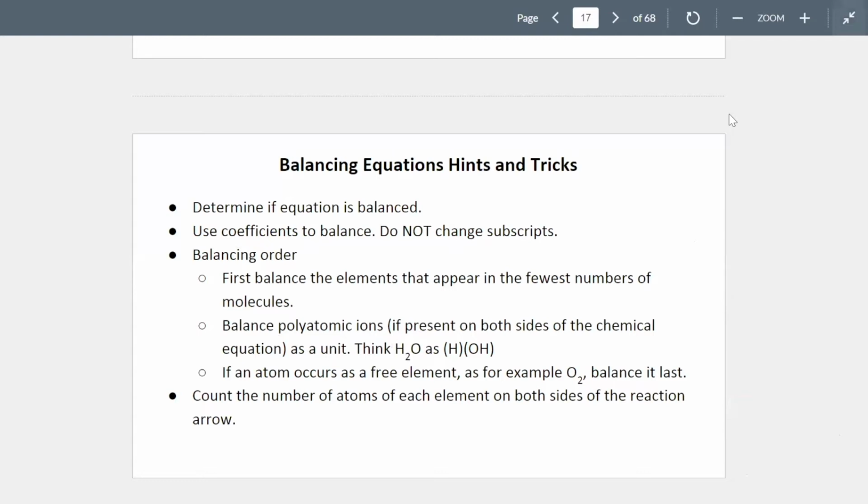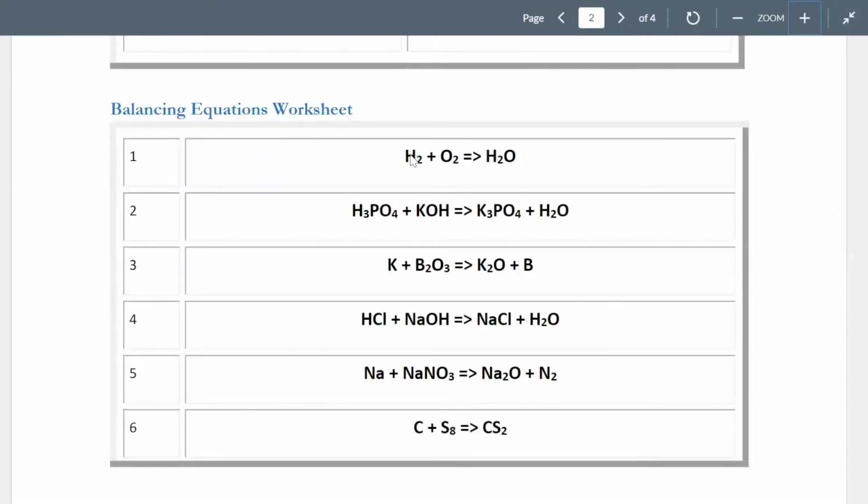So now let's move on to our worksheet. So let's do number 3. Number 2 has a polyatomic ion, so we're going to do it a little bit later. First, do the easy one. And what I do is whenever you are balancing, just write the reactant over here and product over here, and just write how many atoms there are for each element.